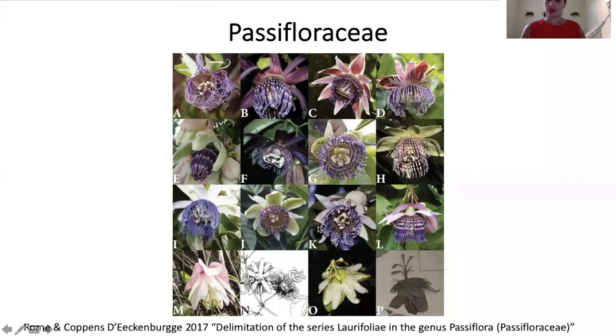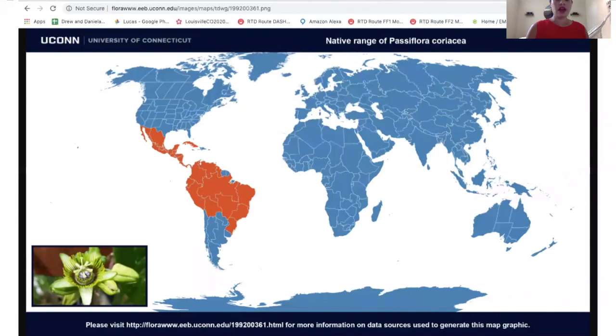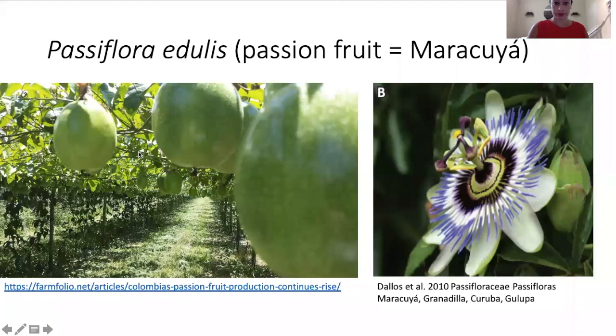These are flowers from the family Passifloraceae, which are very beautiful in my opinion, and they're big and exuberant. Passiflora literally means passion flower. So passi from the Latin passion and flora from flower. So it literally means passion flower. They are native to Central and South America, so a big chunk of Latin America.